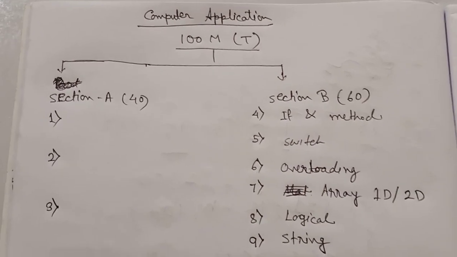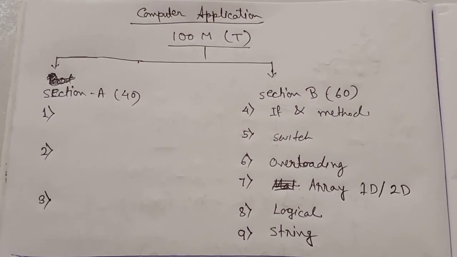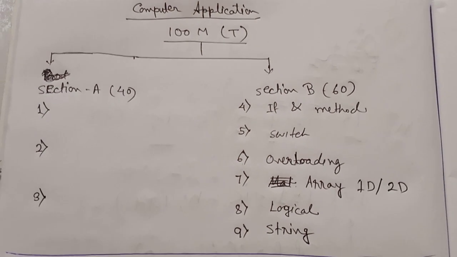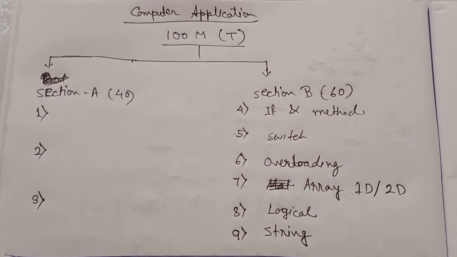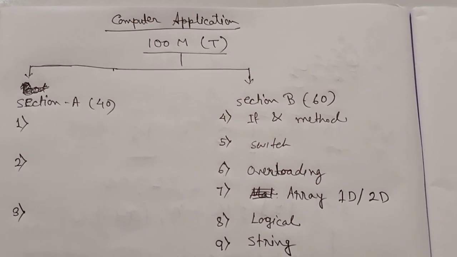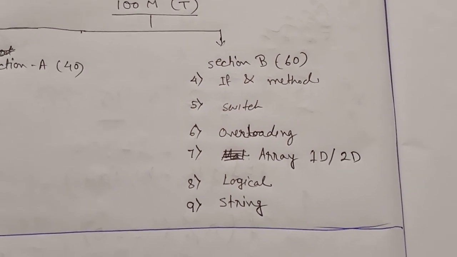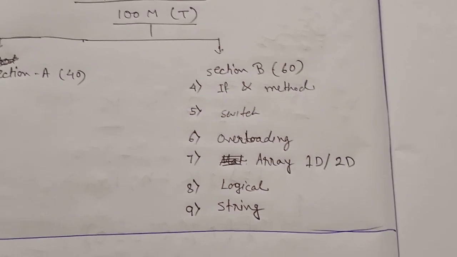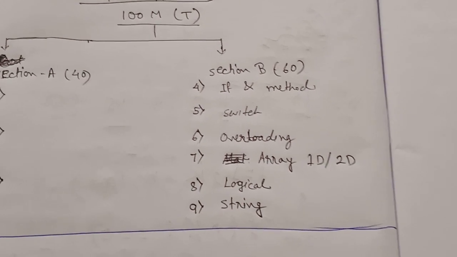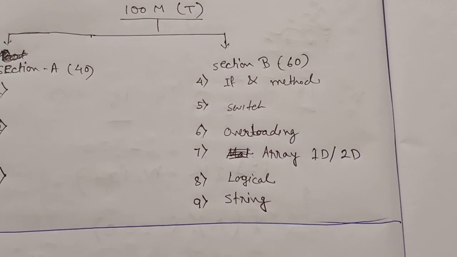Section A has 3 questions: 1, 2, 3. These are short question answers, with full marks of 2 each. And in section B, 60 marks, you have 6 questions. Out of these 6, you write any 4 programs with proper variable description.